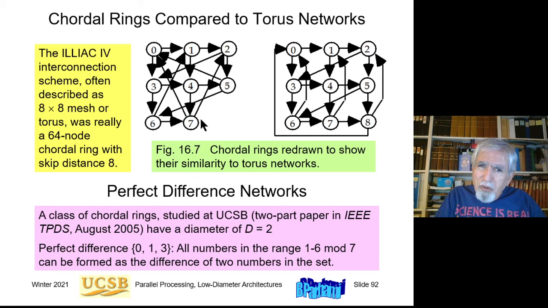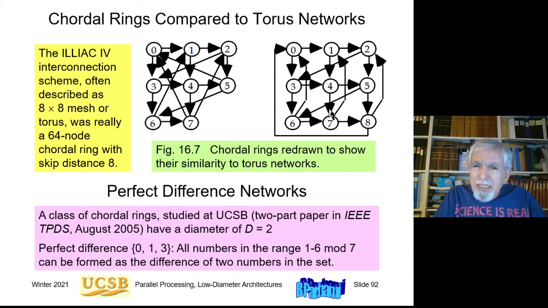So here is an 8-node chordal ring drawn to resemble a torus. Here's a 9-node chordal ring. The ring is 0, 1, 2, 3, 4, 5, 6, 7, 8, back to 0. That's the ring part. And then the chords go from 0 to 3, 1 to 4, 2 to 5, 3 to 6, 4 to 7, so it's plus 3, 5 to 8, and then 6 to 6 plus 3 is 9. 6 plus 3 is 9, modulo 9 is 0, so that's the connection.